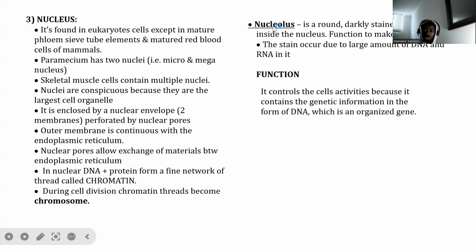The chromosome. Now, the nucleolus is a round, darkly stained structure inside the nucleus. Its function basically is to make ribosomes. So where are ribosomes? You can see the word nucleus in the nucleolus. Are you getting me? And the nucleolus is found inside the nucleus. The stain occurs due to the large amount of DNA and RNA in it. So the dark color or stain that we said they have is due to the large amount of DNA and RNA that we can see in them.